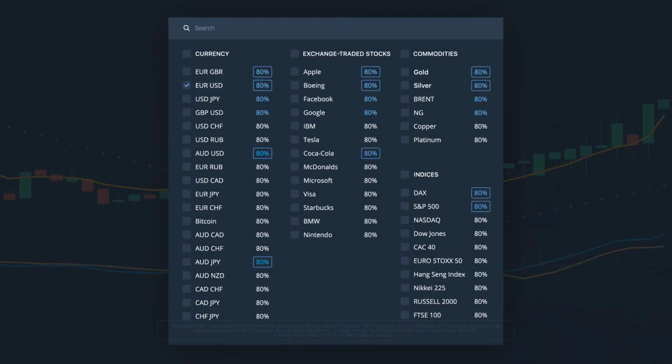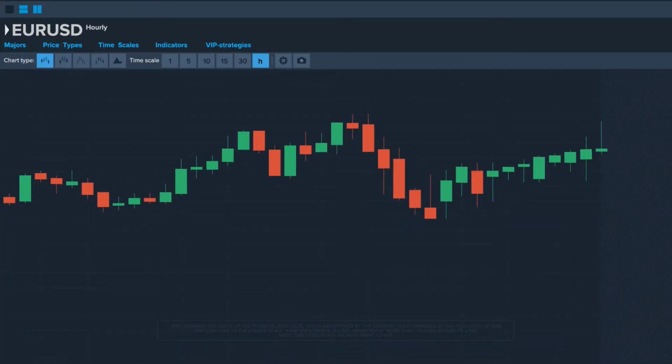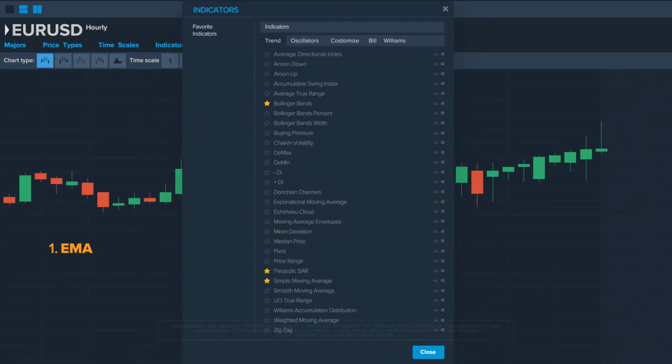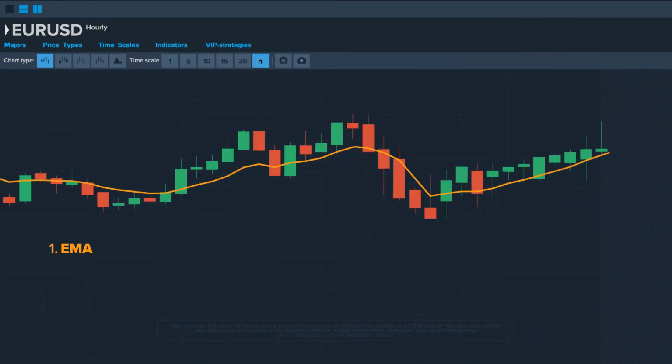Open the chart of any asset. You'll need a separate technical analysis window. Select the candlestick chart and a 1-hour time frame. The first element of the strategy is the exponential moving average. To add the indicator to the chart, just open the Indicators tab and select Exponential Moving Average. As you see, your exponent is now tracing the smooth movement of the price, eliminating random fluctuations.